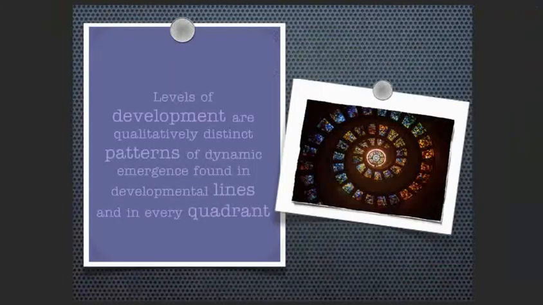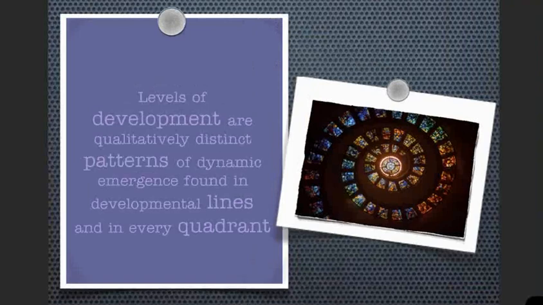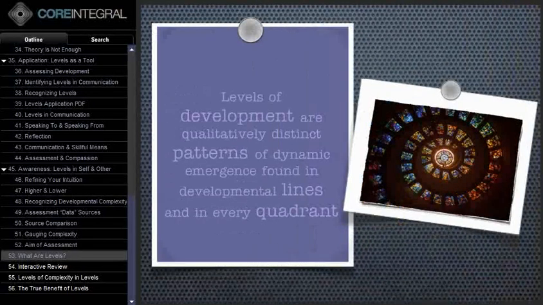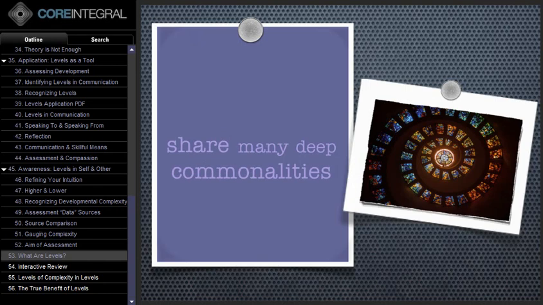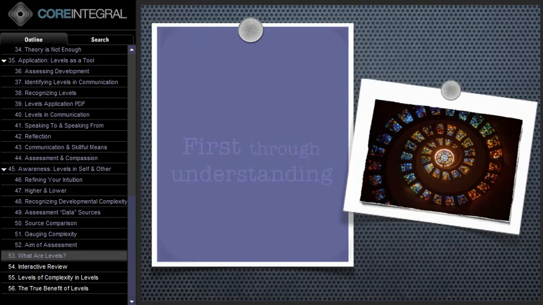Levels of development are qualitatively distinct patterns of dynamic emergence found in all developmental lines and in every quadrant. They're crucial to understanding the universal commonality to all living things, namely that everything from oak trees to humans develop through stages or levels towards more complex and emergent forms. These patterns of development, while oftentimes different on the surface, share many deep commonalities, from their transcend and include pattern to their arrangement in holarchies.